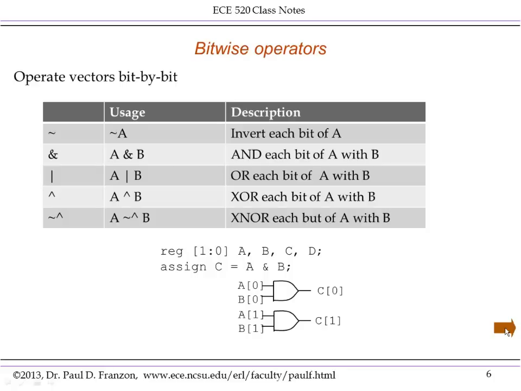Next, we have the bitwise operators. Again, these are quite natural. You take a vector and operate on it bit by bit. We can negate all the bits in the vector, and we can perform AND, OR, XOR, or XNOR. Here's a simple example down the bottom here. I have some 2-bit vectors. I'm doing an AND on them. What that does is build two input AND gates. In this particular usage, all of these would be 2 input gates. The number of gates would be equal to the length of the vector.